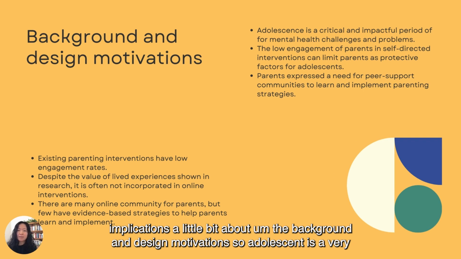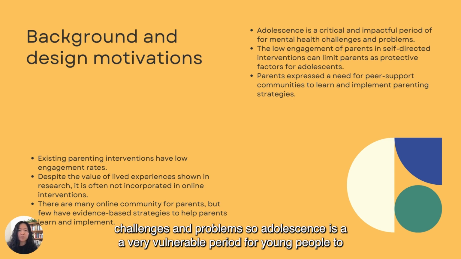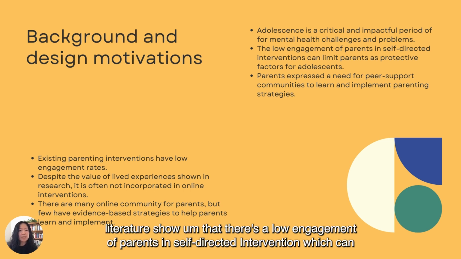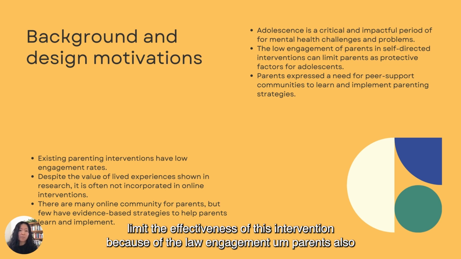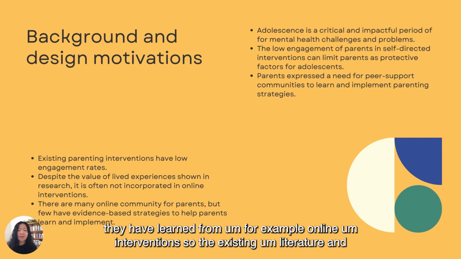A little bit about the background and design motivations. So adolescence is a very important and impactful period of development. And with the development come mental health challenges and problems. So adolescence is a very vulnerable period for young people to develop mental health issues. At the same time, while parents can act as a protective factor, the literature shows that there's a low engagement of parents in self-directed intervention, which can limit the effectiveness of this intervention. Parents also express their need for a peer support community to learn and implement parenting strategies that they have learned from, for example, online interventions.